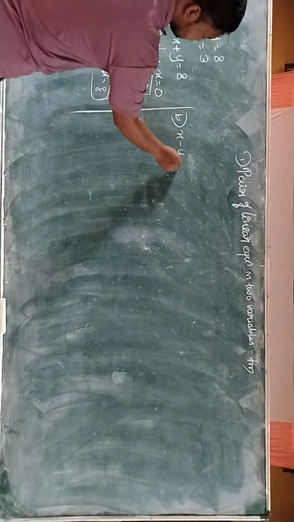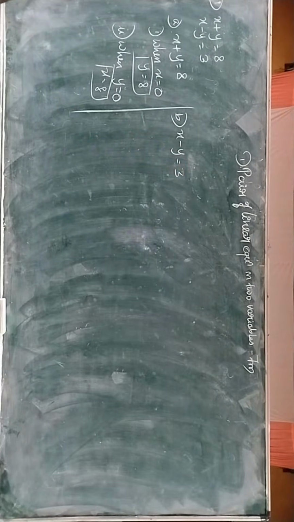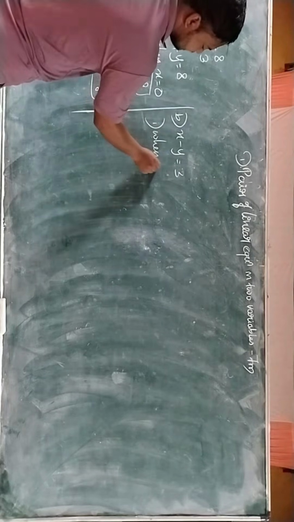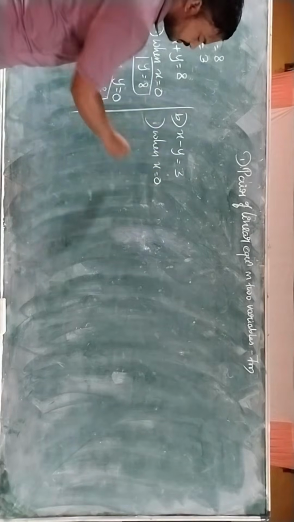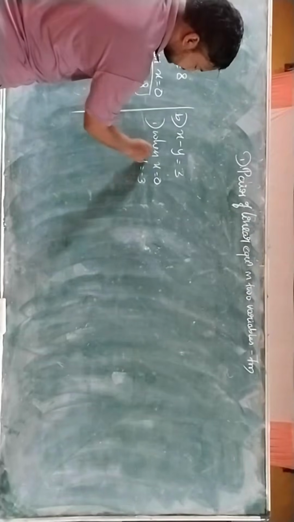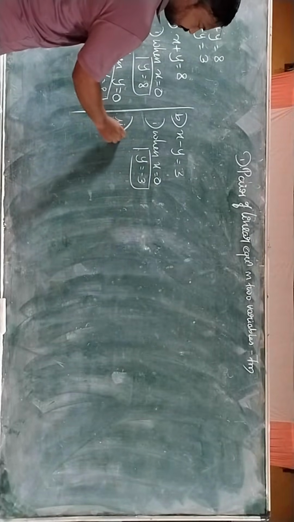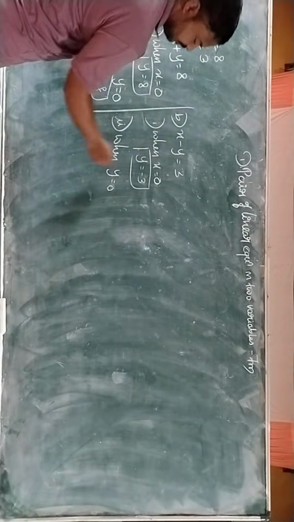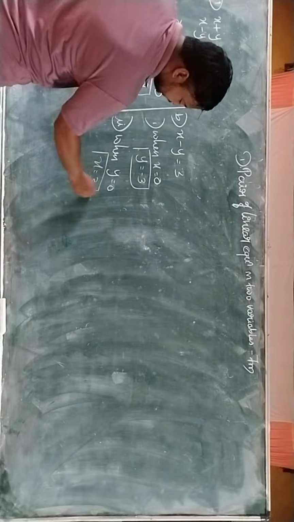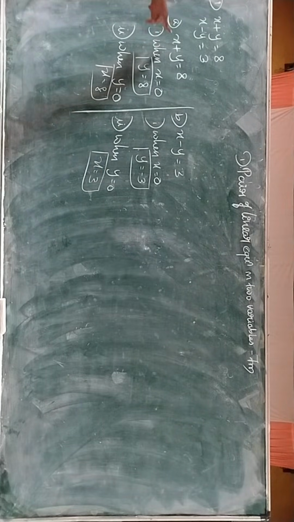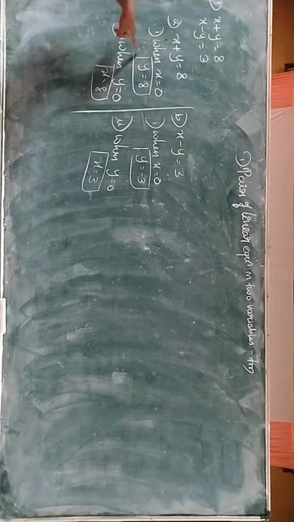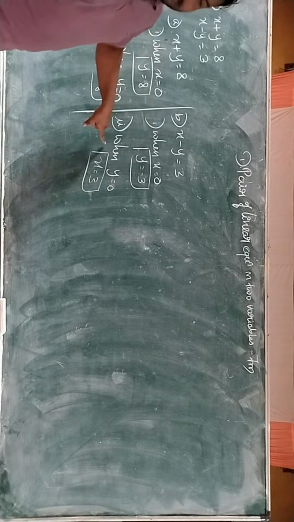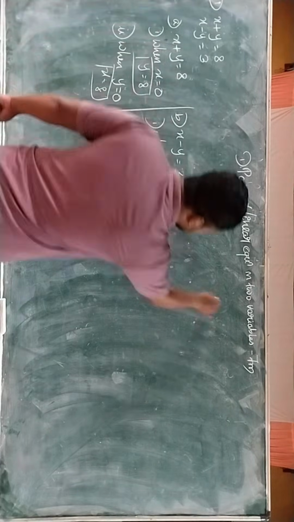Similarly, second equation, x minus y is equal to 3. So here also same. First one, when x is 0, then the value of y is minus 3. Second one, when y is 0, then x becomes 3. See here, for the first equation x plus y is equal to 8, only two solutions, when x is 0 and when y is 0. Similarly for the second. So now we can plot the graph.